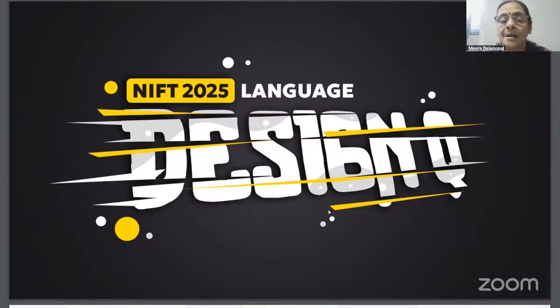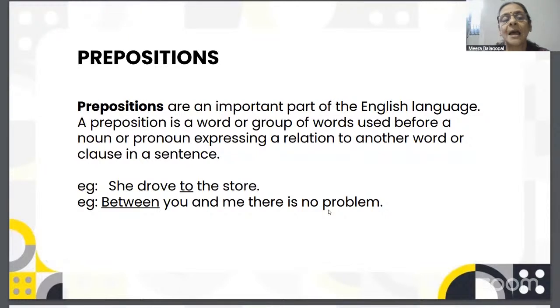So this is the platform Design Q, and we have prepositions. And what are the hints to know what is a preposition? Prepositions are an important part of the English language. A preposition is a word or a group of words used before a noun or pronoun expressing a relation to another word or clause in a sentence. So they are very important for the meaning of the sentence.